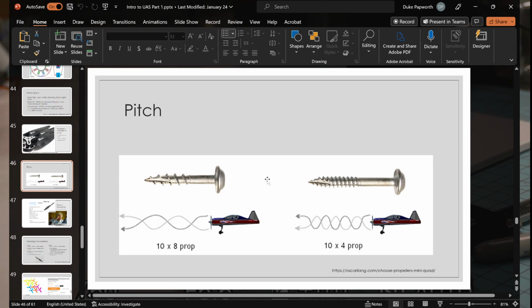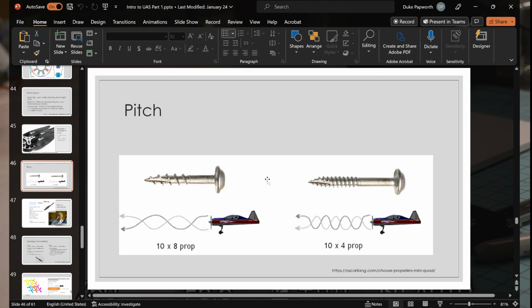So if I were to take my propeller and do one full rotation with a 10 by 8 prop, theoretically through a solid that's not compressible or anything, that prop would move forward 8 inches for each rotation through the solid. Whereas the one on the right would move forward 4 inches for each rotation through the solid.